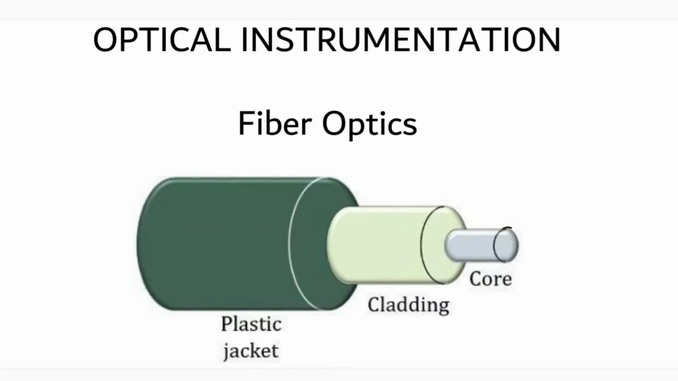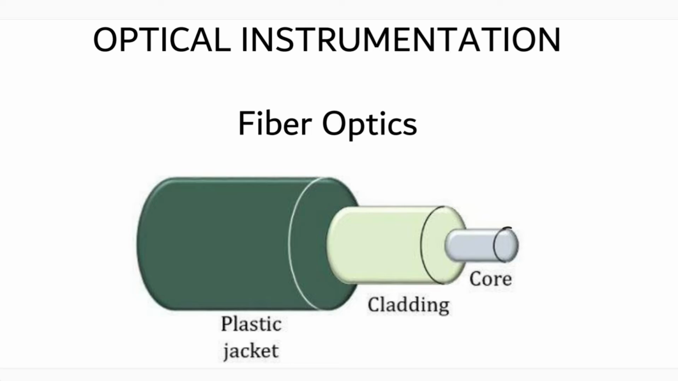So this is part 2 of optical instrumentation. In this we are going to deal with fiber optics, and I am going to discuss the important parameters of fiber optics like numerical aperture and acceptance angle, and after that I will be discussing the classification of optical fiber like step index fiber, graded index fiber, single mode and multi-mode fiber.